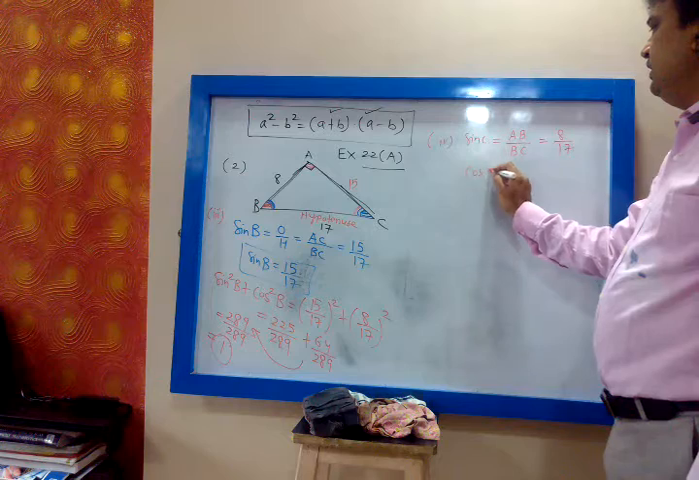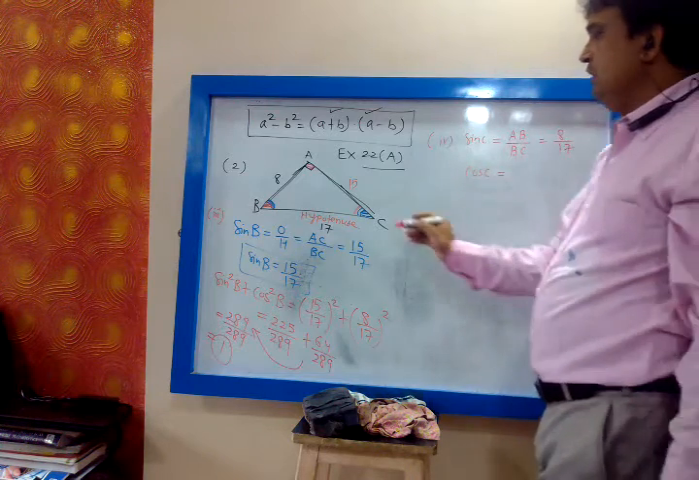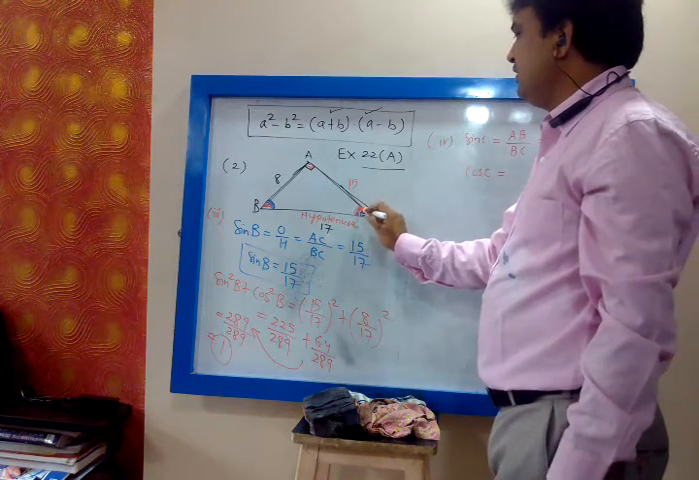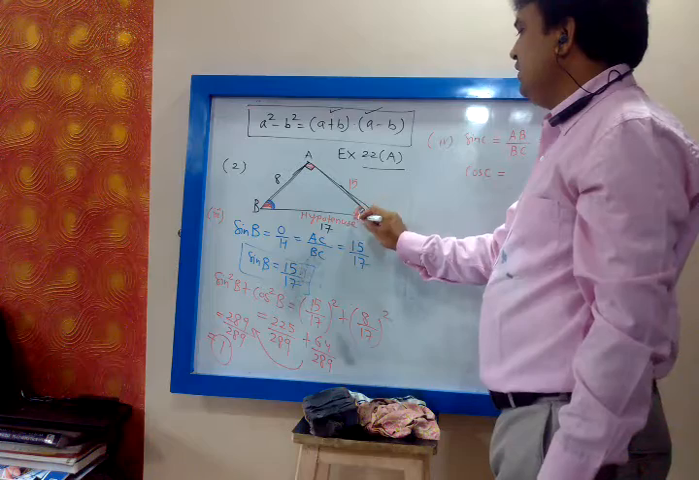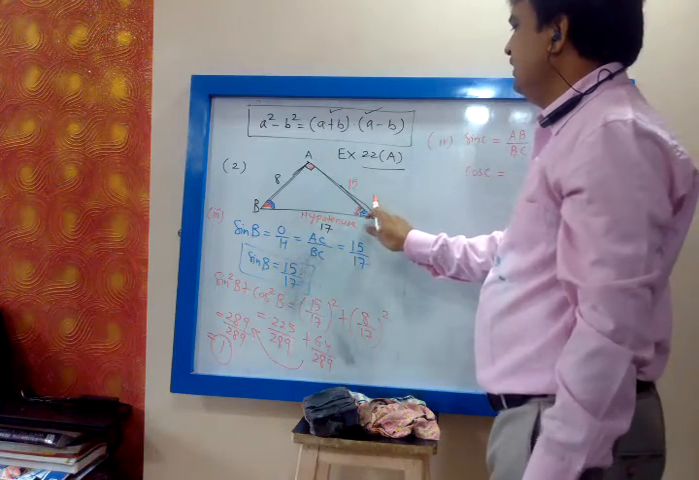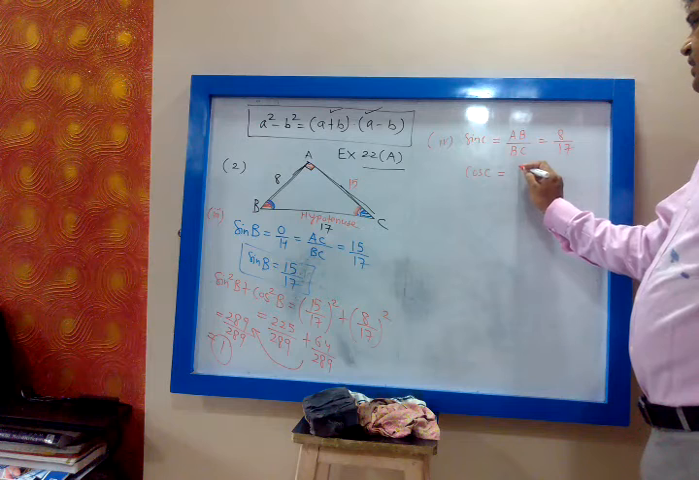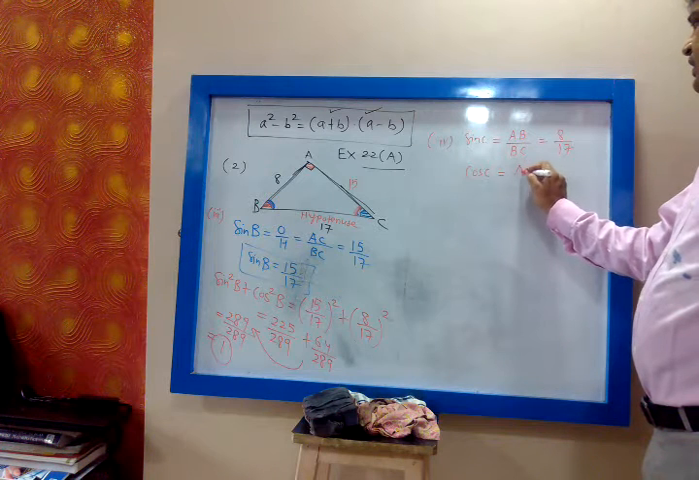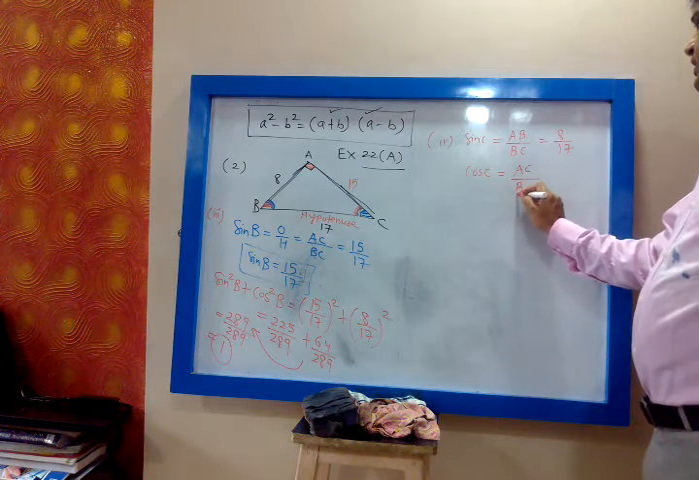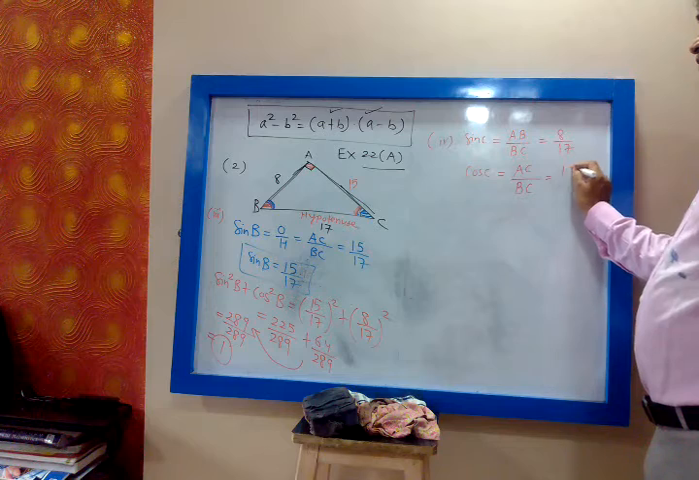Now find cos C. Now C is my reference angle. Whenever it is cos, it is adjacent upon hypotenuse. So what is that? That is AC upon BC, so that is 15 upon 17.